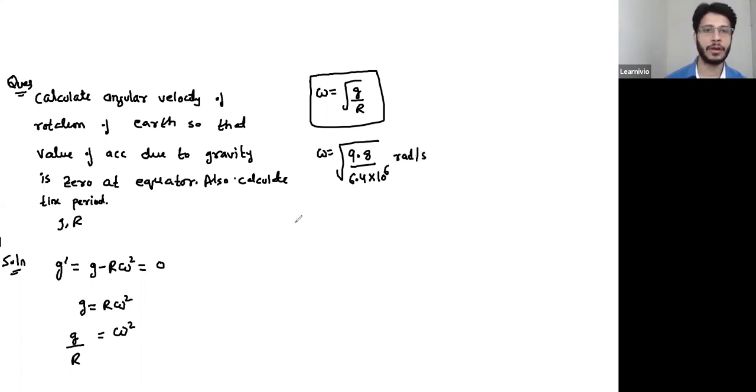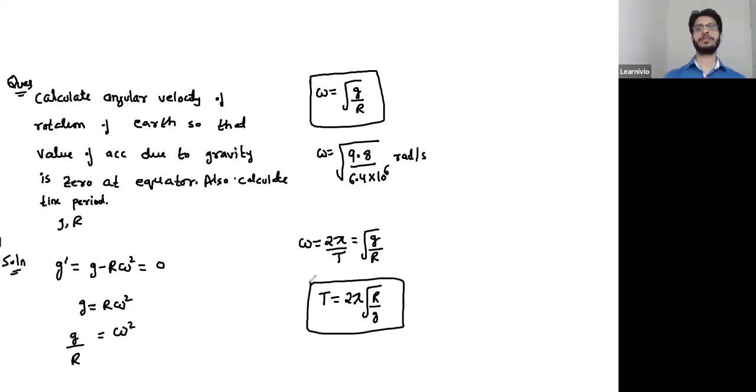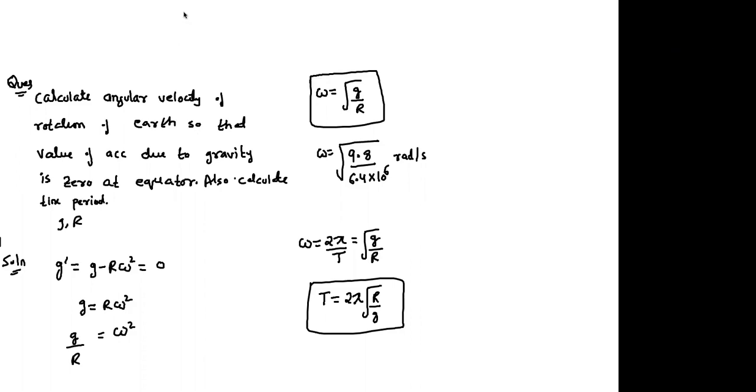Okay. And if you want to calculate time period, then you can write your omega as 2 pi over T, which is root over g by R. You can simply cross multiply them, then your time period will be 2 pi root over R by g. But while substituting the numerical values, just take care of units. Both numerator and denominator should be in SI units. Sania, is it clear? Yes, sir. Okay, let's move on to the next question.